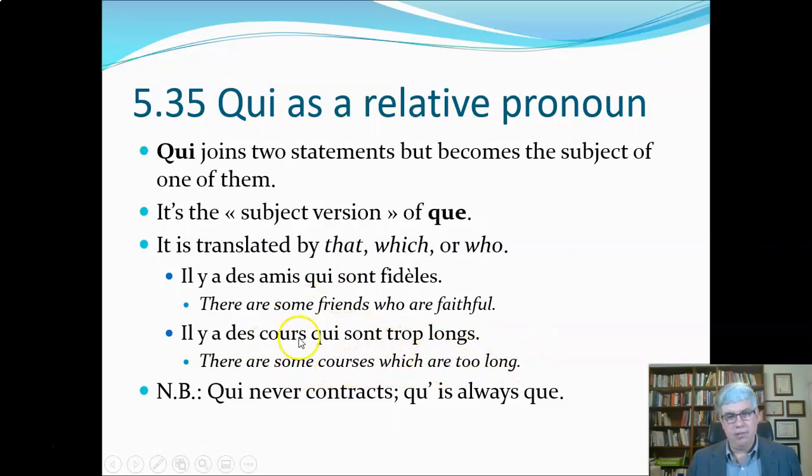We could use that. There are some courses that are too long, which would work also, but who wouldn't work very well. Now, note, and so NB means notez bien, note well, note indeed, that qui never contracts. So if you see QU apostrophe, you know that it's always que. It's not going to be qui. Qui never gets short. If you see QU, it's going to be QUE.